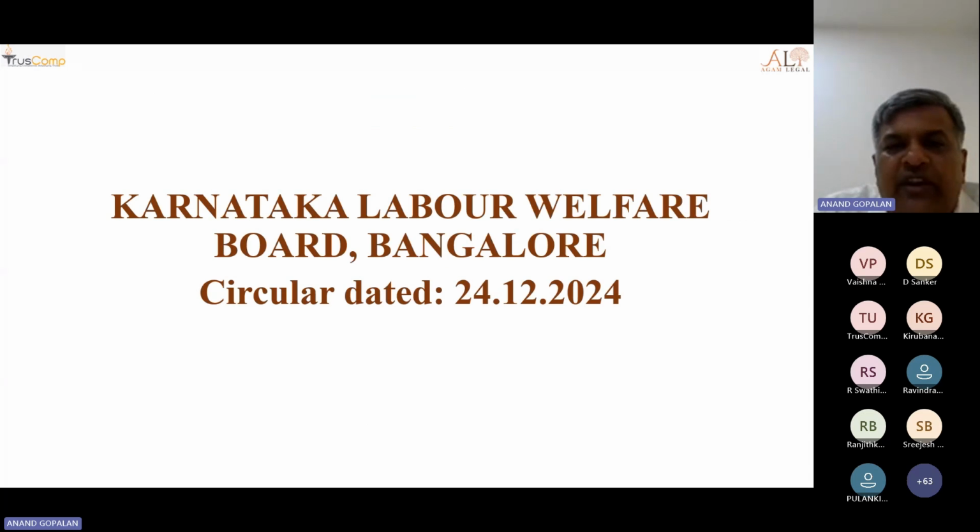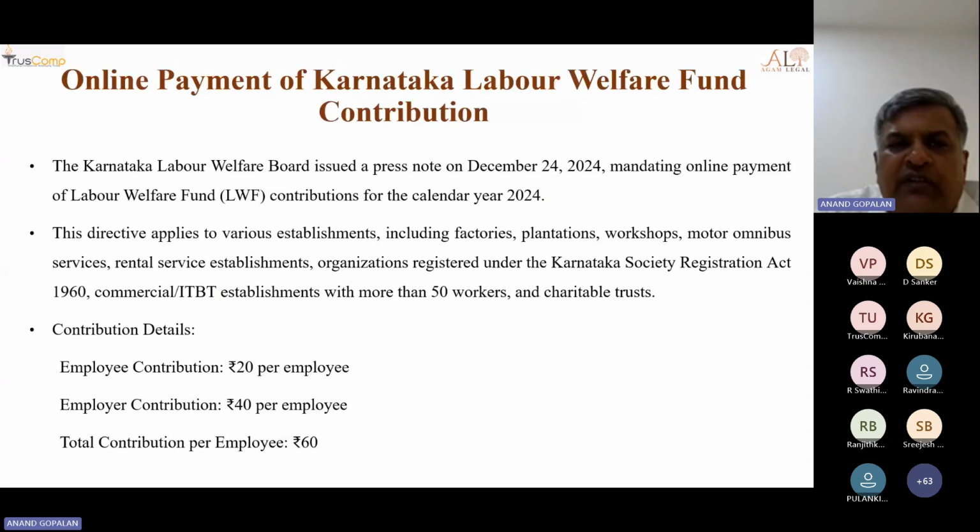All the labor boards have been issuing notices calling upon employers to contribute to the labor welfare fund. So if any of you have not made the contribution to the labor welfare fund, ensure that you do so, because 31st December would have been the last date in most places.